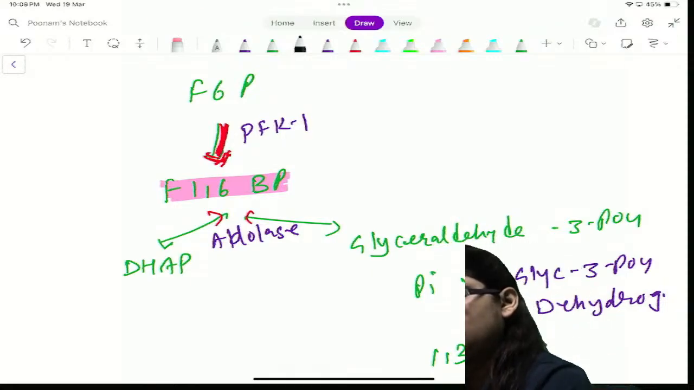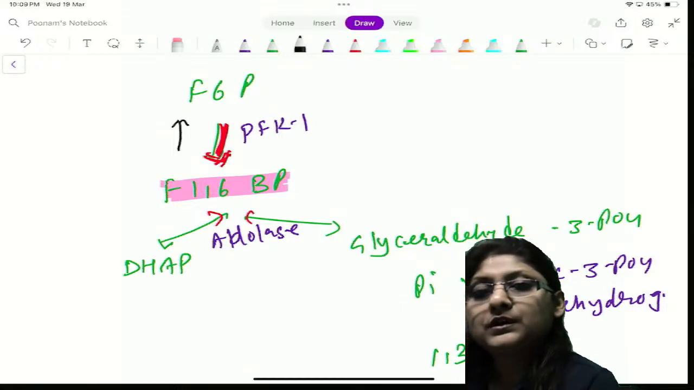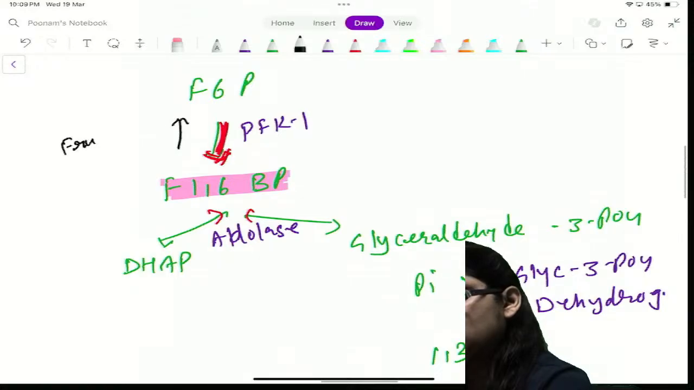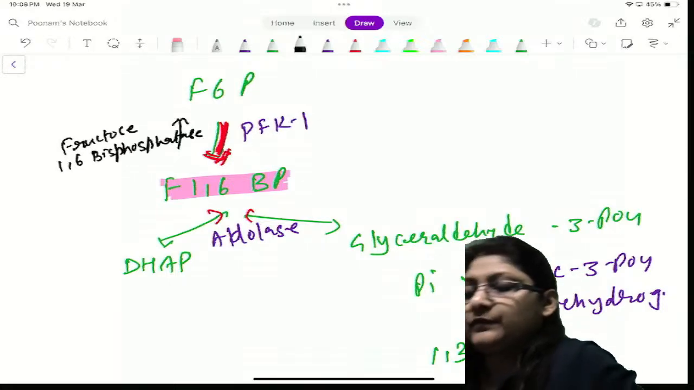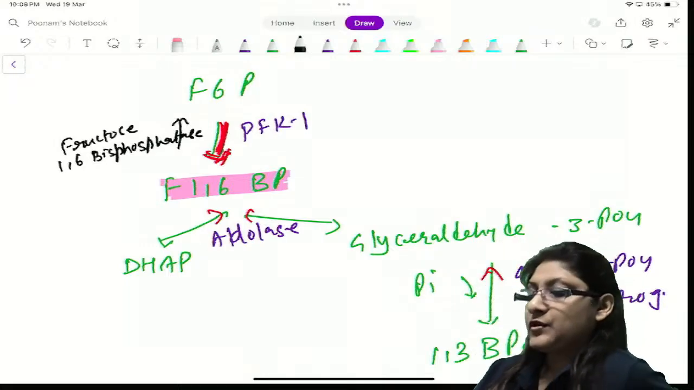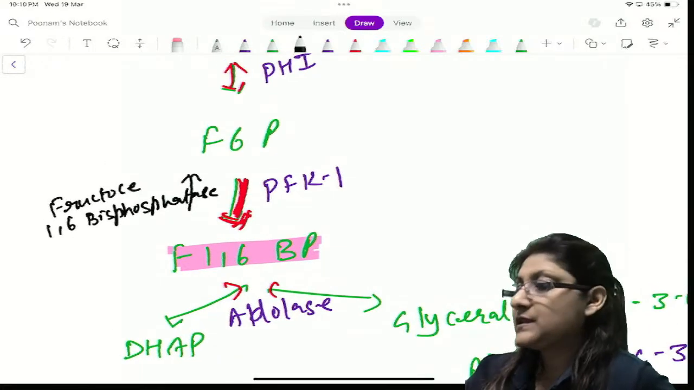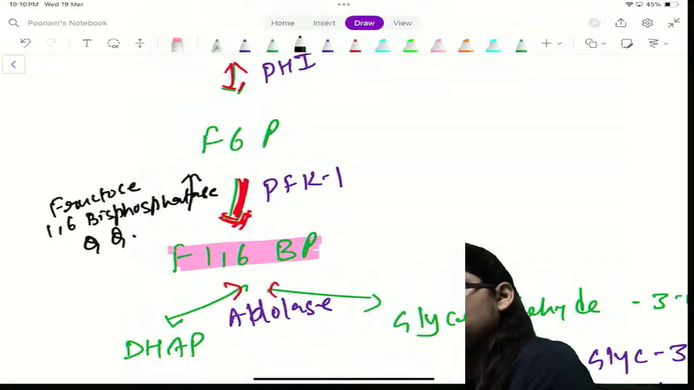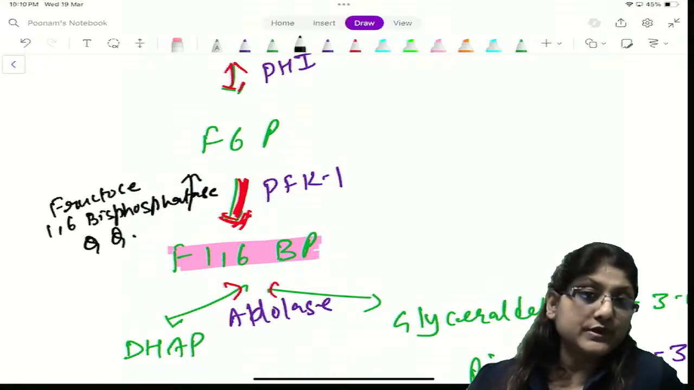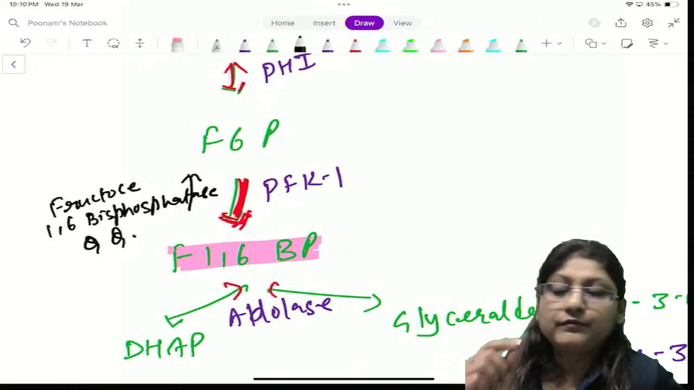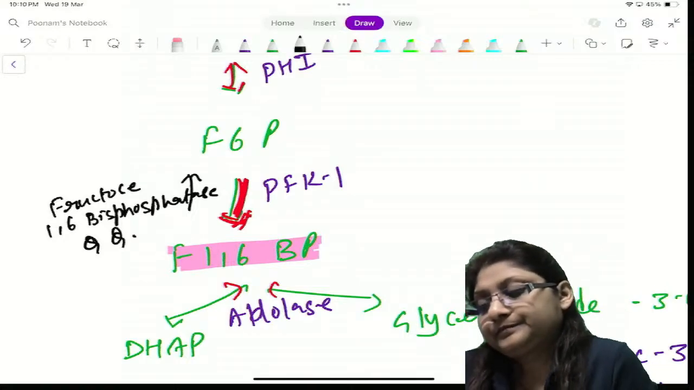Now PFK1 reaction will be bypassed in the gluconeogenesis by fructose 1,6-bisphosphatase enzyme. Fructose 1,6-bisphosphatase enzyme. This is bypassed reaction, which is bypassing the PFK1. This itself will be a direct question to you. That what is the enzyme, gluconeogenic enzyme, which is bypassing the action of PFK1? You must know it is going to be fructose 1,6-bisphosphatase enzyme.